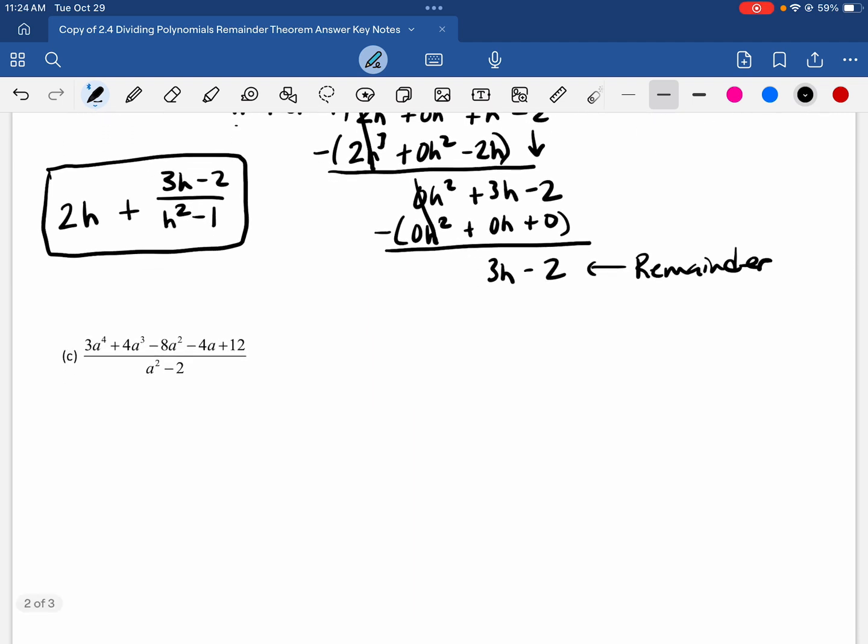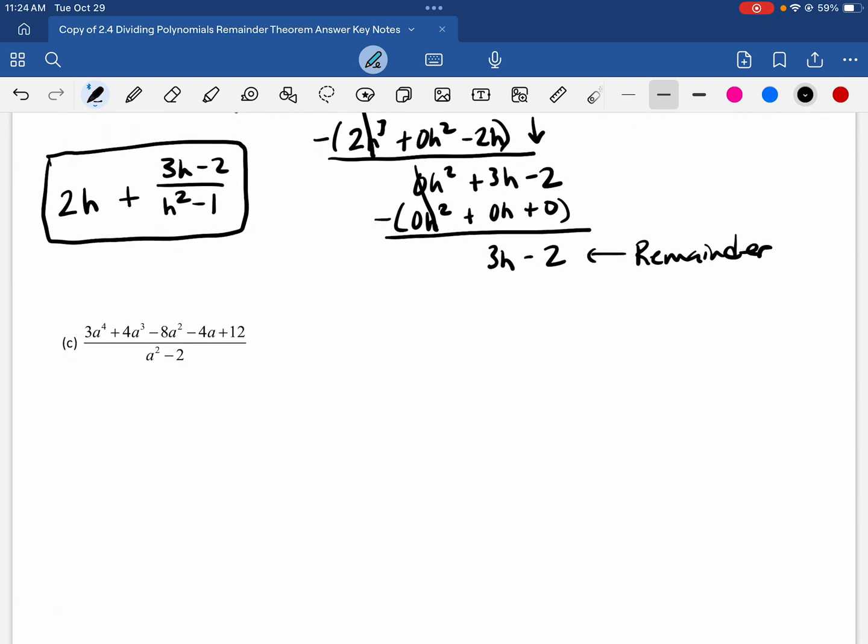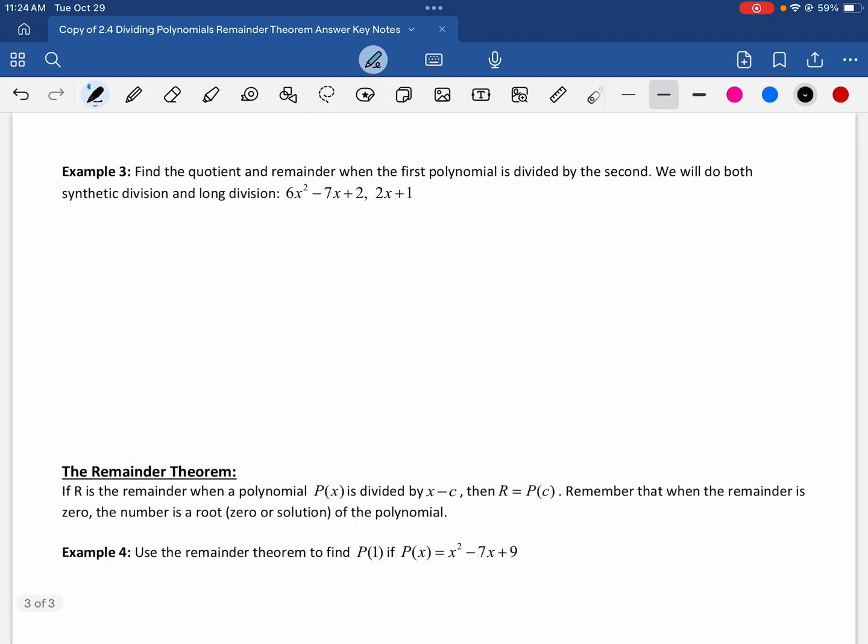I'm going to leave C for you to try on your own. Of course, you can always go to Moodle and check to see if you've gotten it correct. I'm also going to leave example 3 for you to try as well. In number 3, it is asking you to do it both ways. Ultimately, you should get the same answer either way. It does tell you to do both though, so make sure you do synthetic and you do long for example number 3.